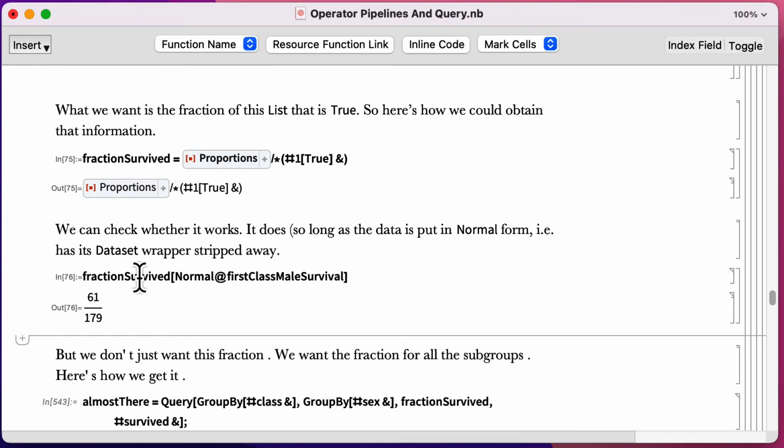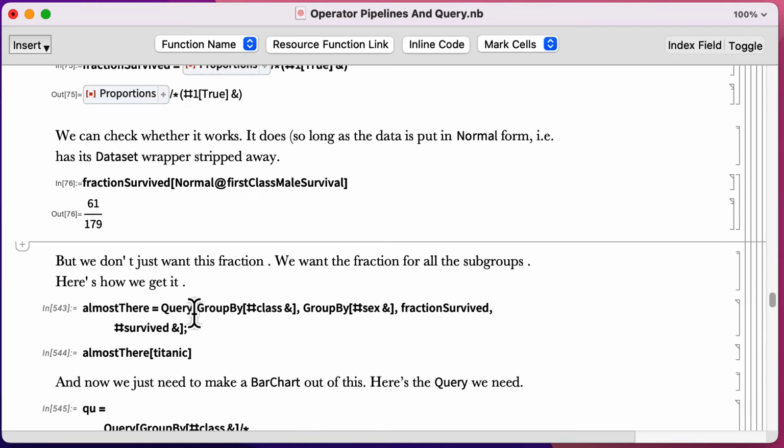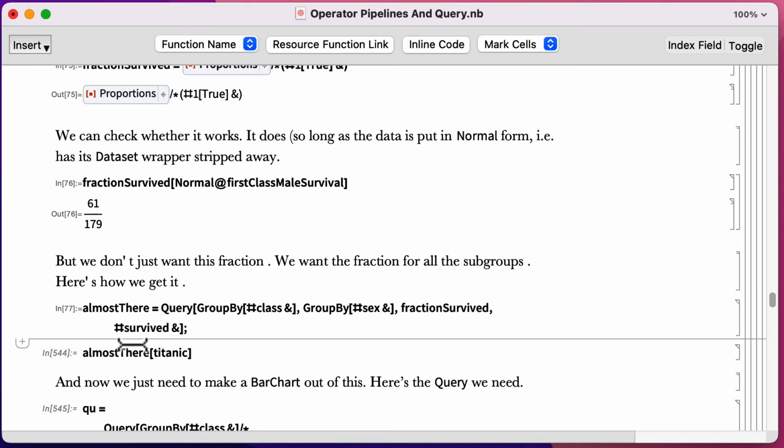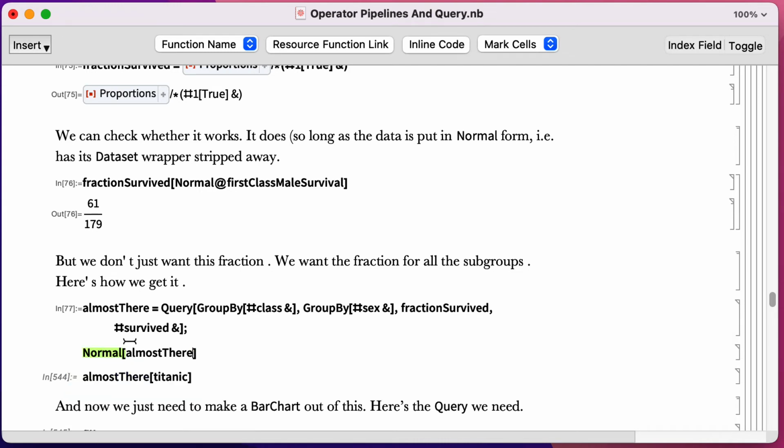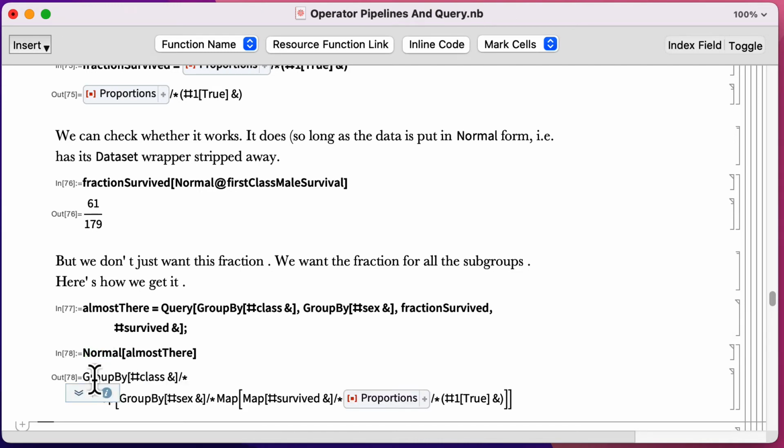But I don't want it just for first class males. I want it for all of the cabin class and sex groupings. So we're going to revise our query. We're almost there. First we group by class, and then we group by sex, and then we get the survival information, and for each of those pieces of survival information, we get the fraction that survived. So again, normal, almost there, and you can see first we group by class, then we group each subgrouping by sex, then for all of them we figure out who survived, and we compute the proportion that's true.